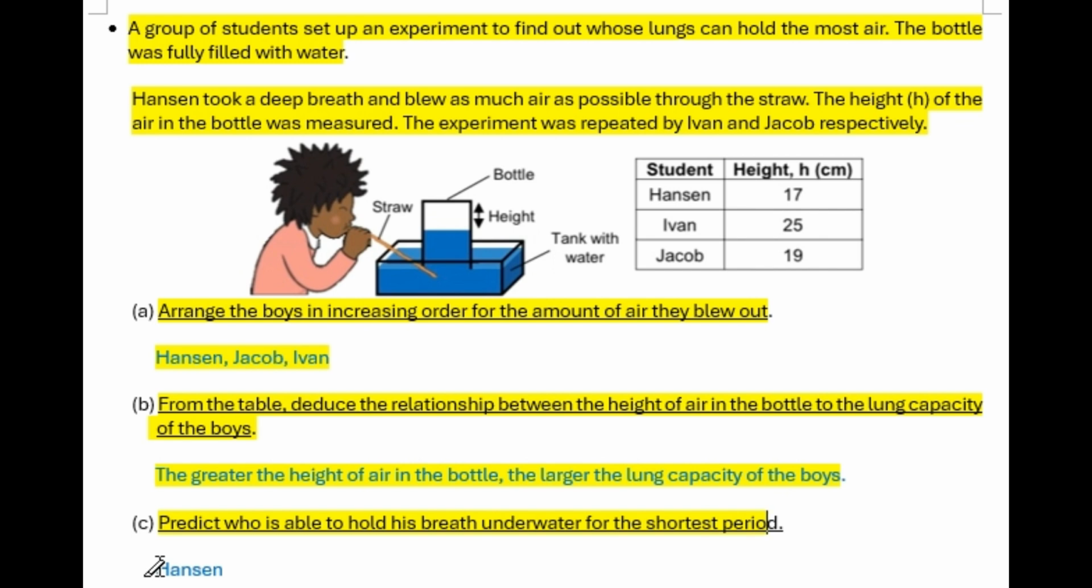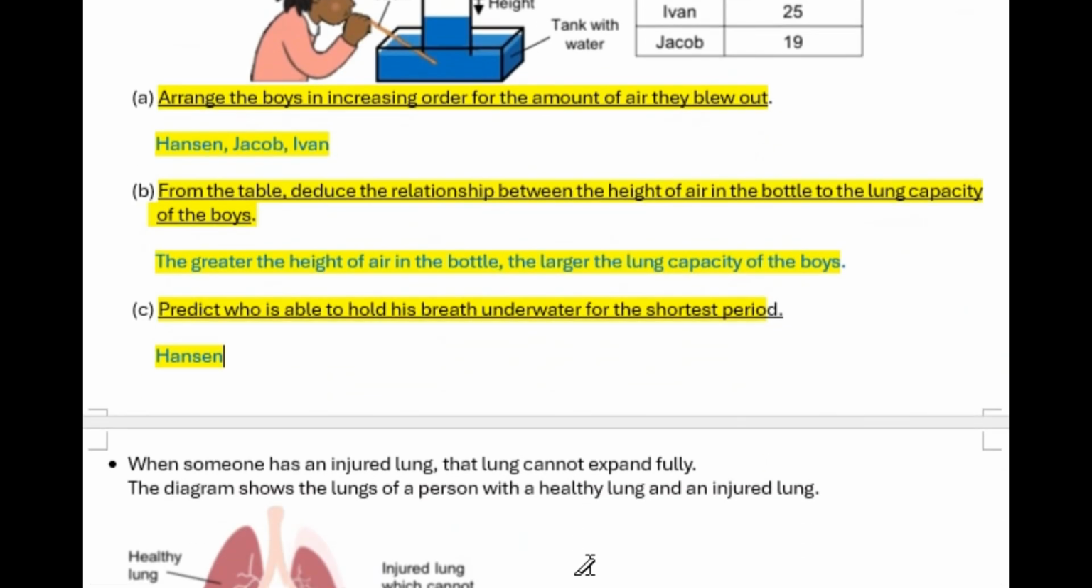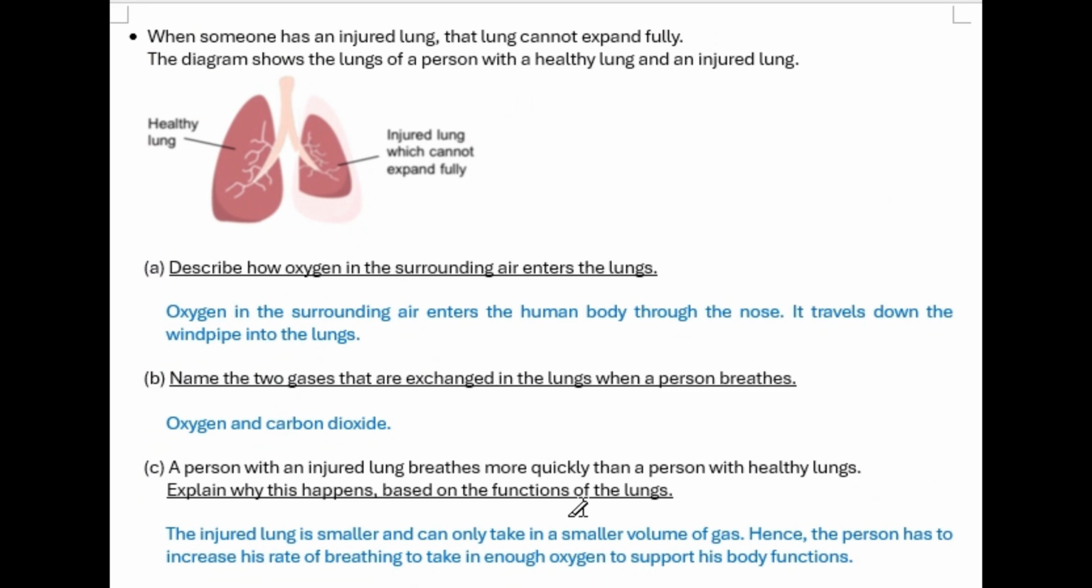C. Predict who is able to hold his breath underwater for the shortest period. Hansen. When someone has an injured lung, that lung cannot expand fully. The diagram shows the lungs of a person with a healthy lung and an injured lung.